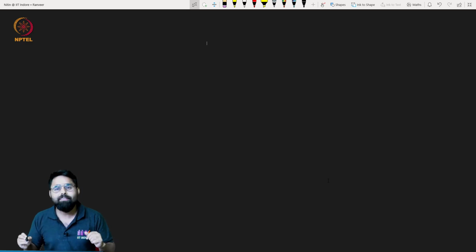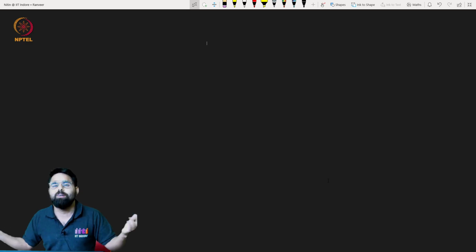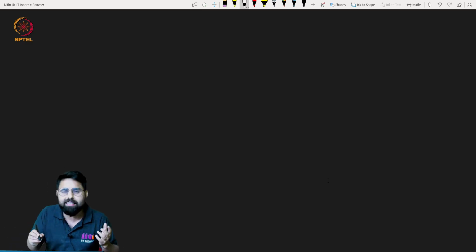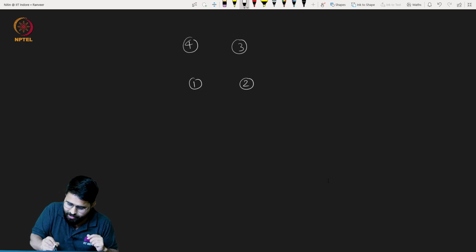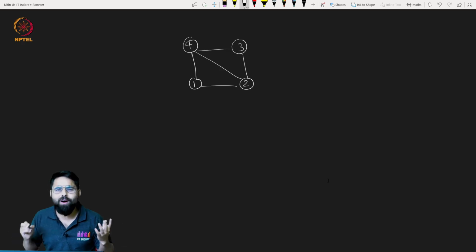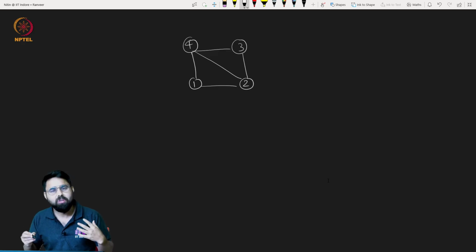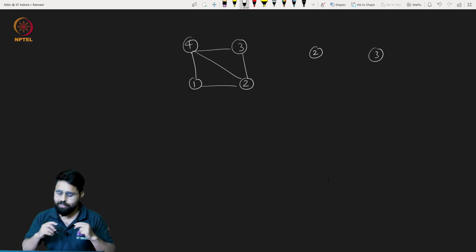So let us start. I will be taking the same example that I have taken in the first lecture, second lecture, and maybe in the beginning of the third lecture. Let us take the same example of a graph on 4 nodes. Suppose this is 1, 2, 3, 4, and these were the edges. If I ask you how many walks of length 2 are there between vertex 2 and 3?